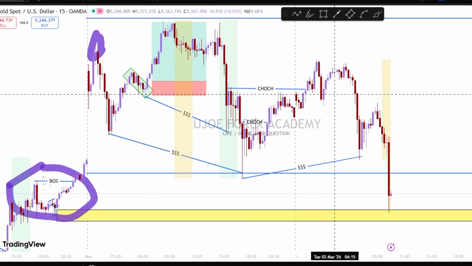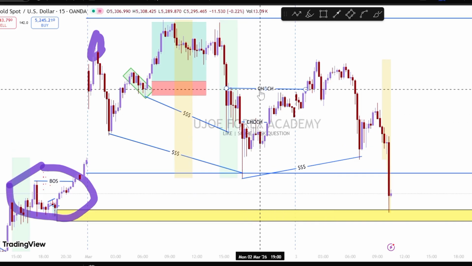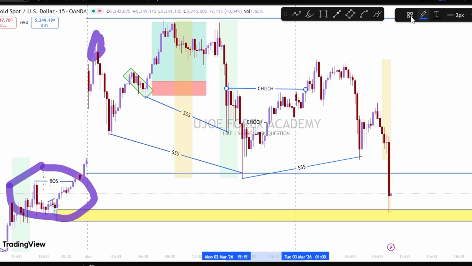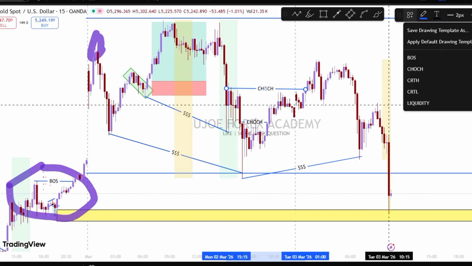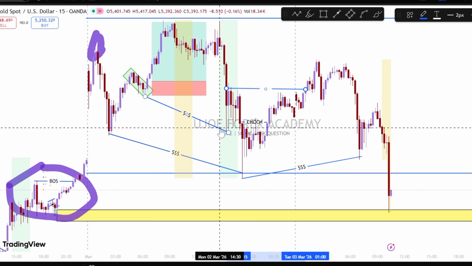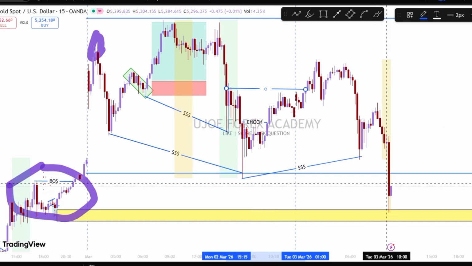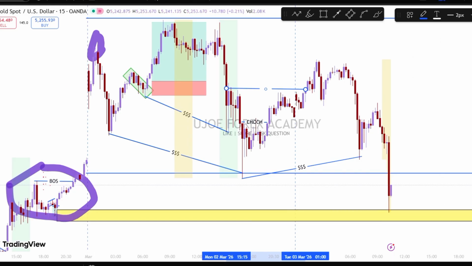At this point, this is a change of character. Sorry, not change of character. This is going to be break of structure, because we have already seen our change of character. So this is actually break of structure, as you can see right here. So we're still moving. All right, I'm actually in the trade, and we're on profit as it stands now from this zone.